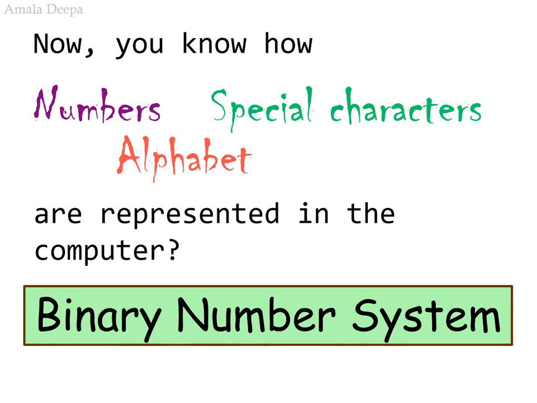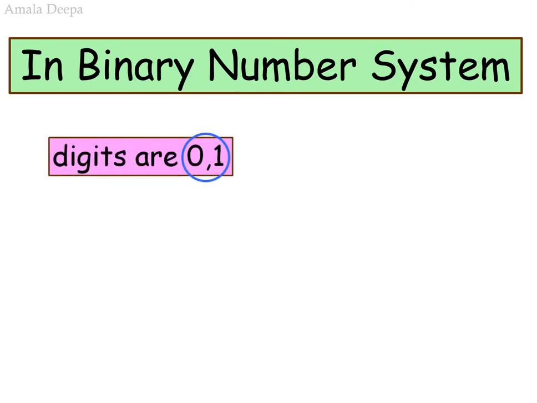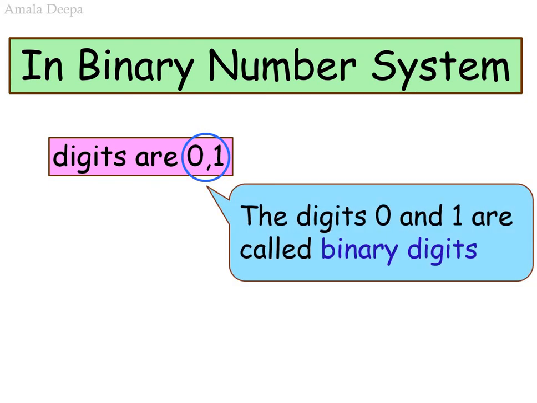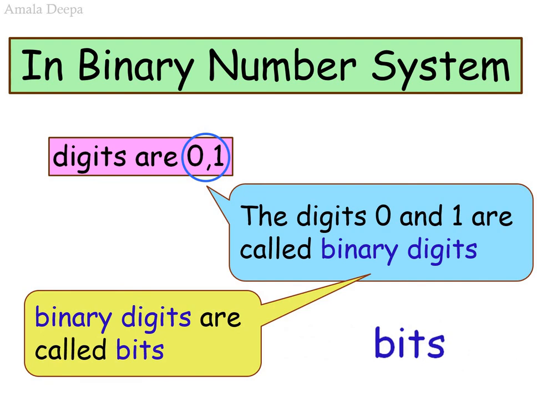Why does the computer use binary number system? Because computer is made up of circuits containing transistors. A transistor can have only 2 states, on or off. In binary number system, there are only 2 digits, 0 and 1. The digits 0 and 1 are called binary digits. Binary digits are called bits.